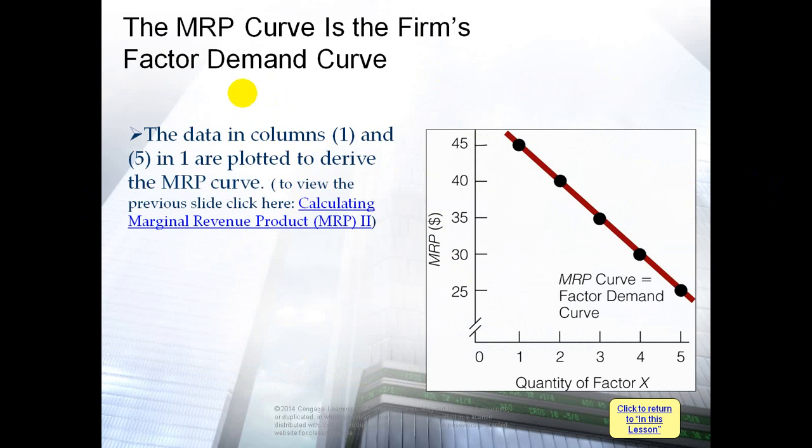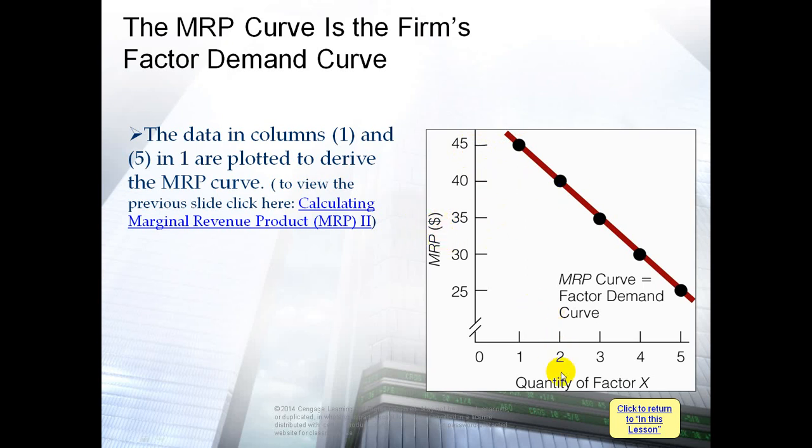How can we show the MRP in a graph? The two variables are the quantity and the MRP. So the quantity of factor X, let's say 1 labor. If you have 1 labor, you go up and see the MRP. The MRP is 45 dollars. The MRP is revenue, and revenue is in money terms, so you have the sign of dollar.